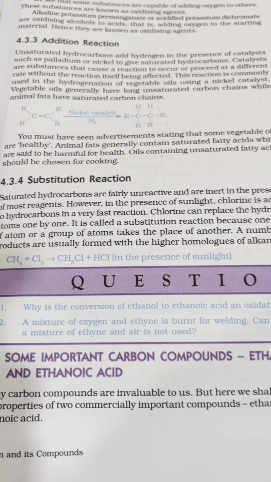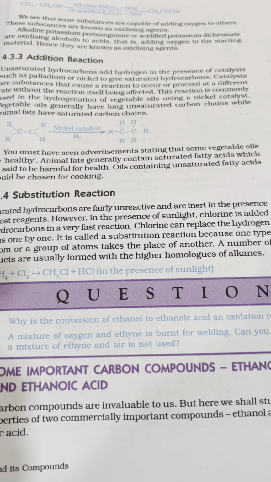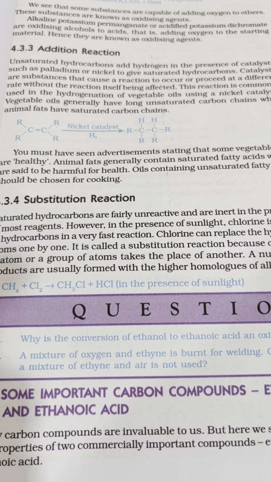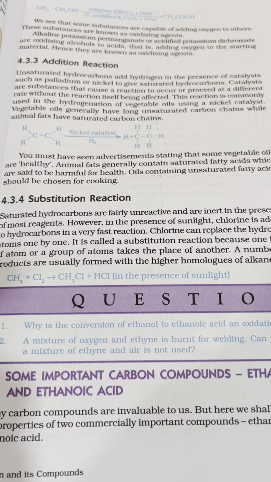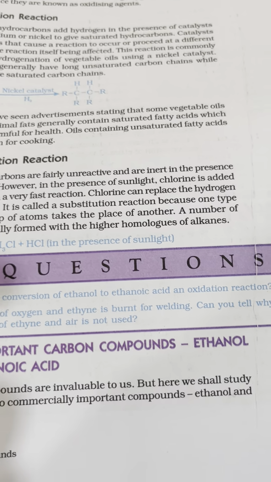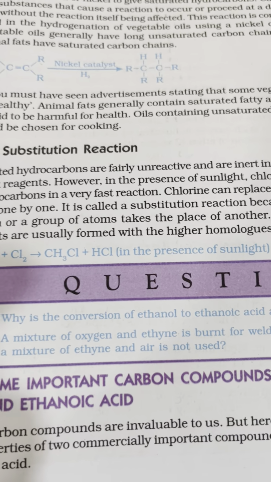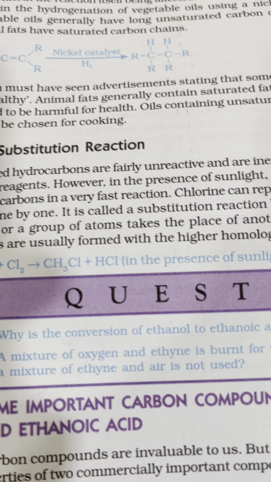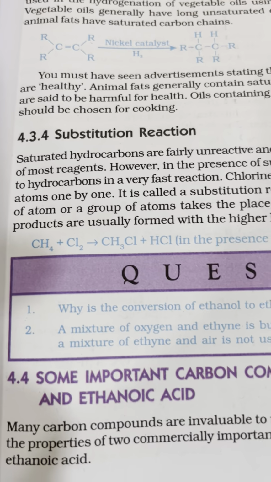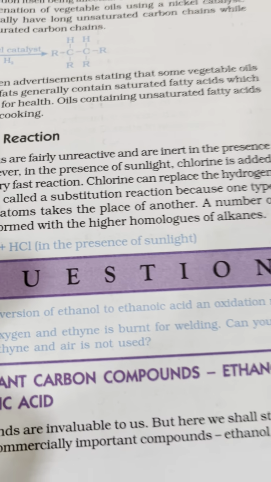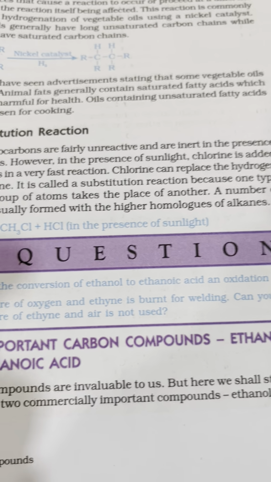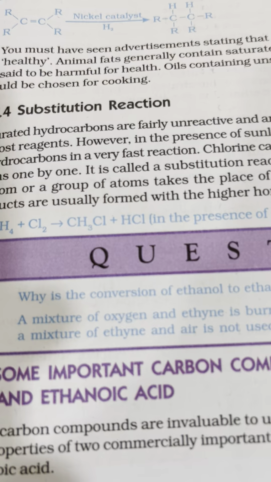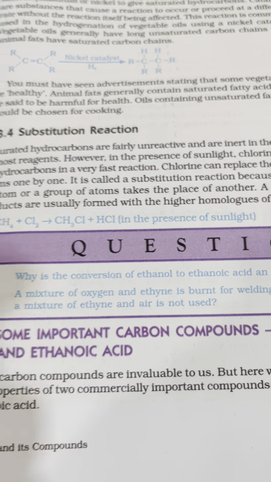Next is substitution reaction. Saturated hydrocarbons are fairly unreactive and are inert in the presence of most reagents. However, in the presence of sunlight, chlorine is added to hydrocarbons in a very fast reaction. Chlorine can replace the hydrogen atoms one by one. It is called a substitution reaction because one type of atom or group of atoms takes the place of another. A number of products are usually formed with the higher homologues of alkanes. CH4 plus Cl2 gives CH3Cl plus HCl in presence of sunlight.